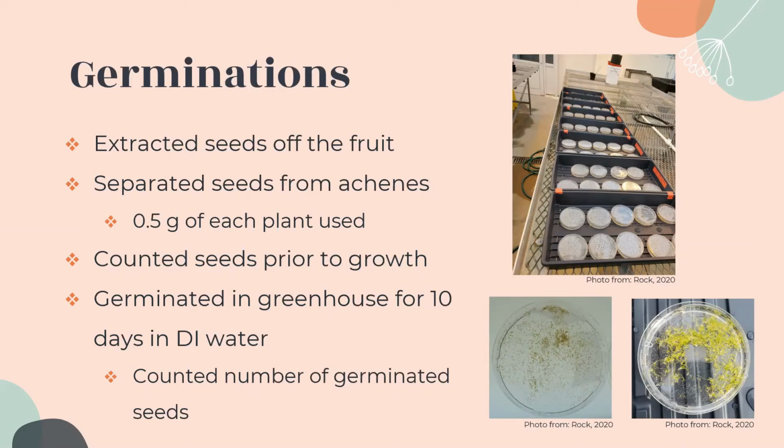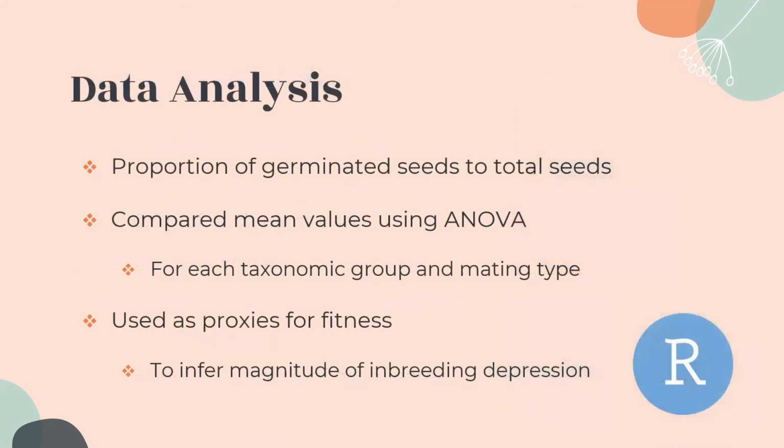Next, I left the seeds to germinate in the greenhouse for 10 days, after which I counted the number of germinated seeds, which was essentially just any seed that had any sign of growth, whether it be just a little itty-bitty white root tip poking out or a full green shoot emerging as seen in the bottom right image. Using all of this information, I calculated the germination rate by dividing the number of germinated seeds by the total seeds extracted from 0.5 grams.